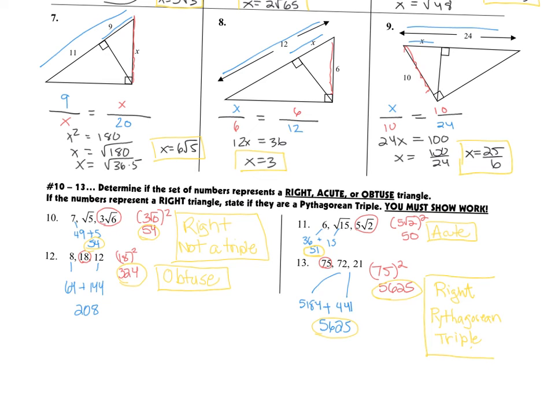And then number 13, the last one on this side of the paper, 75, I squared that first. Then I squared the other two remaining, and you could see when I add those together, I got the same as the number squared here. And so then yes, this is a right triangle. And if I look at it, 75, 72, and 21 are all whole numbers, so yes, this is a Pythagorean triple.